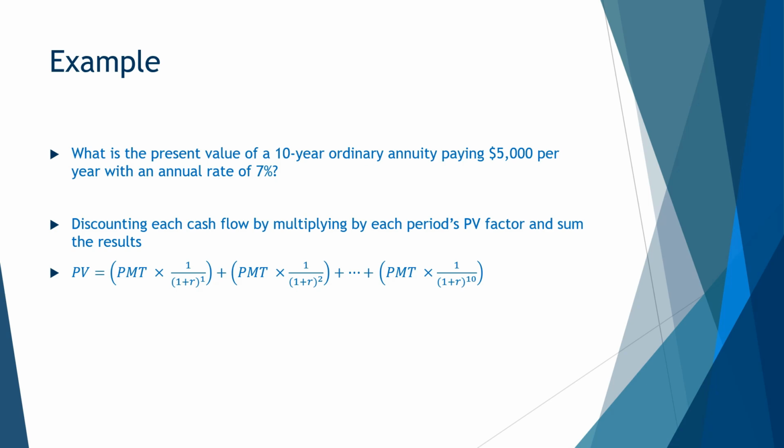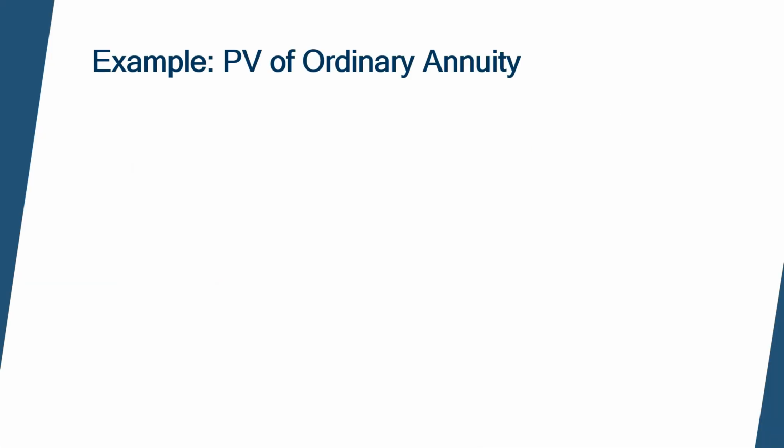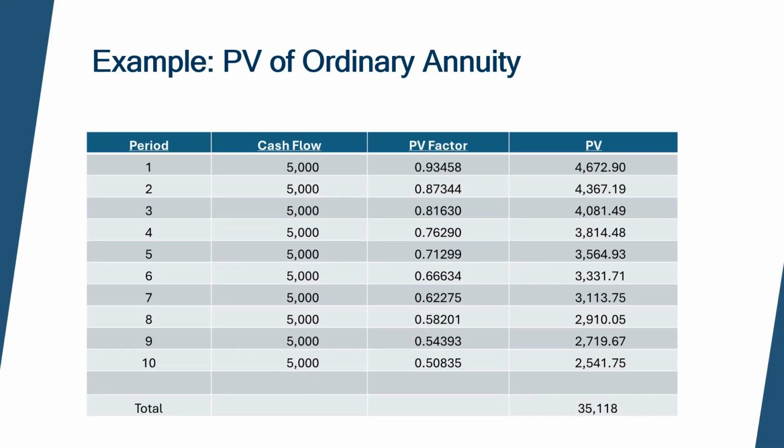So if we take that formula and apply it for each individual payment over the 10 years, so there's 10 payments, 10 years, and we discount them one at a time, this is what it looks like. We've calculated the present value factor for each individual cash flow. We used the formula on the previous slide. We have the present value of each individual cash flow. When we add that up, we get 35,118.